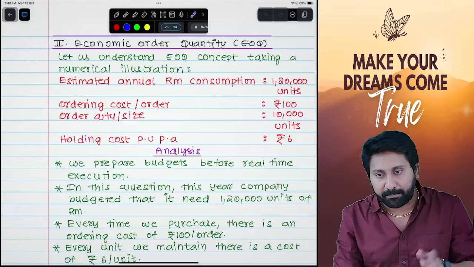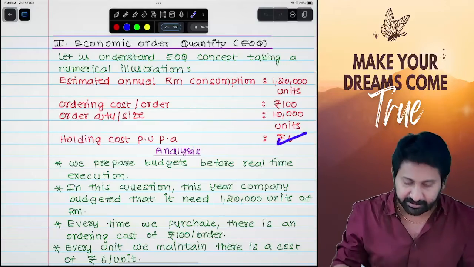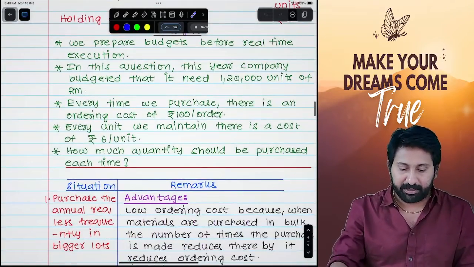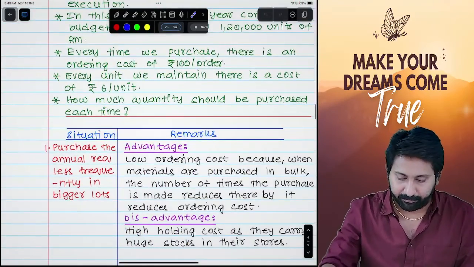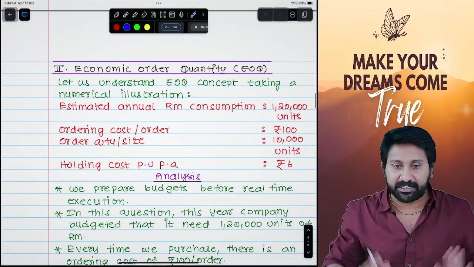Holding cost per unit per annum. How much? Rupees 6. Okay, next. So, this is the information given here.